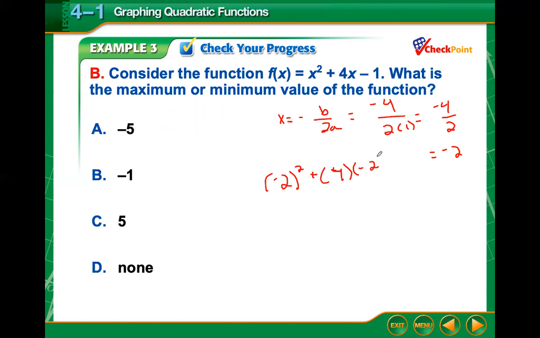So we're going to get negative 2 squared plus 4 times negative 2 minus 1. So with that, we have negative 2 squared is positive 4. 4 times negative 2 is negative 8 minus 1. So negative 4 minus 1 is negative 5. So our answer is A.